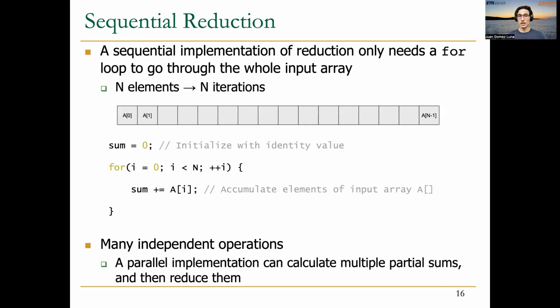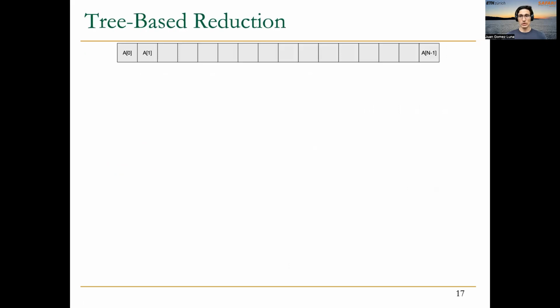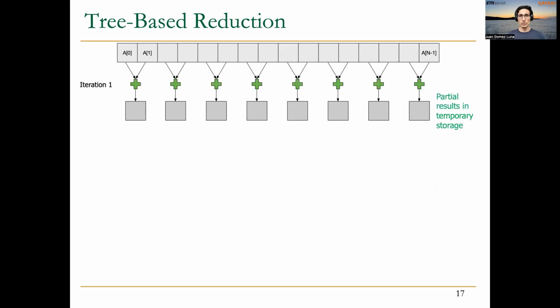However, observe that there are many independent operations here, because we can write a parallel implementation where we compute first multiple partial sums, and then we reduce them. And that's what we normally do in the classical way of parallelizing the reduction, which is a tree-based reduction. Imagine that we have an input array, A, with n elements. In the first iteration, what we are going to do is assign different threads or different workers to pairs of elements in this array A. We perform the addition of these elements, and we store partial results in some temporary storage.